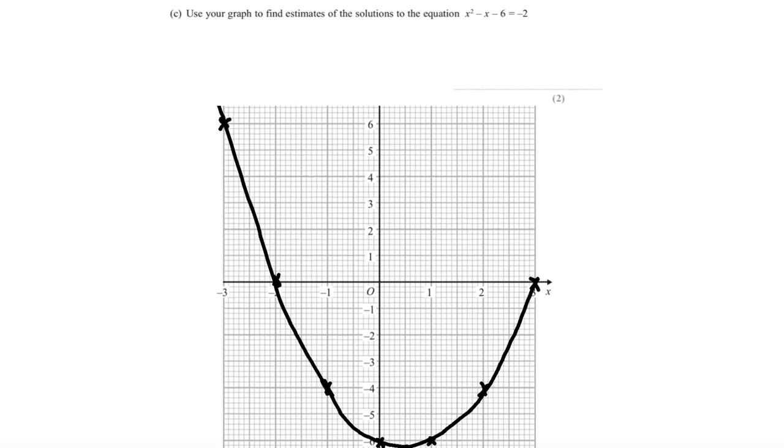5c. Use your graph to find estimates of the solution to the equation x squared minus x minus 6 equals minus 2. So what we need to do next is to draw a horizontal line from minus 2. Once we've drawn the horizontal line from minus 2, we can read the values of x where the line intersects the curve. So let me just quickly draw a horizontal line from minus 2. Now I'm just going to read off where the line intersects, going upwards.